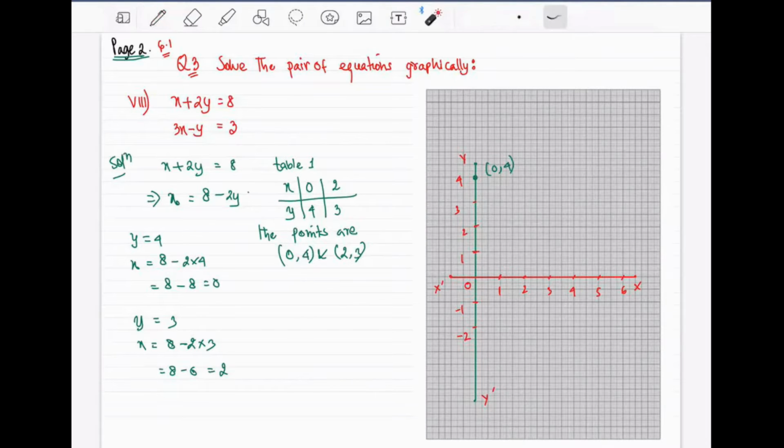What's the other point? The other point is 2, 3. 2, 3 means along the x direction, you have to go 2 points. Go 2 points like this. Then on the y-axis, you have to go 3 points.